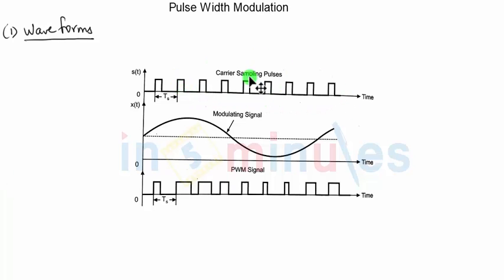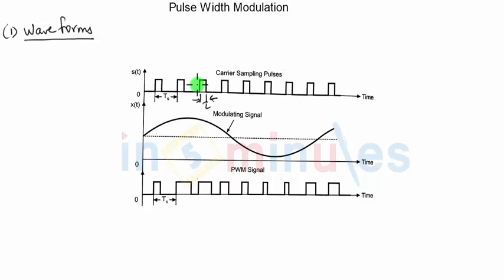The carrier signal is still in the form of pulses, where the width of every pulse will be a constant value, which can be assumed to be, let's say, tau. And you can see the time gap between the two pulses is Ts. Ts will be nothing but the sampling time period.